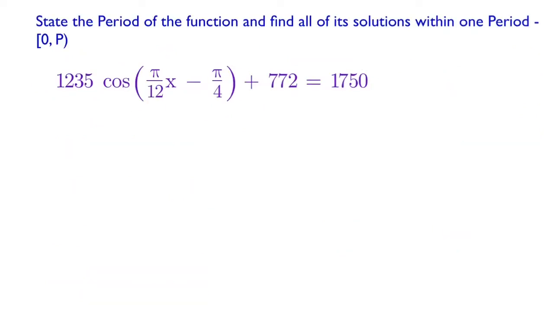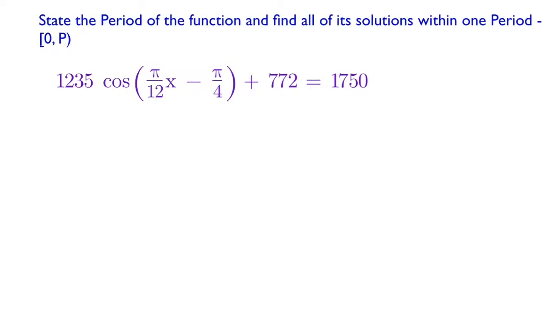Okay, so this problem is a little different because we're going to state all the solutions within one period. So instead of from 0 to 2 pi, we are going to look at one period. So we need to be able to find the period of the function. So again, to find the period, remember we have to identify our b values. So we're going to factor out pi/12, so we're going to have pi/12 times x minus, and then pi over 4 divided by pi/12.